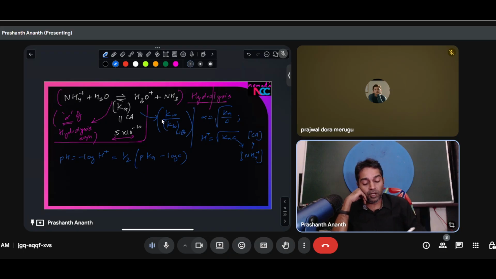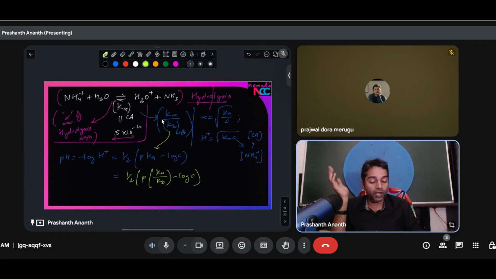Okay, so pK. Ka here is Kw by Kb. So let's substitute this directly. This works out as half into p of Kw by Kb minus log C. This is of course a logarithmic function, so log of A by B is log A minus log B. So this automatically works out as half into pKw minus pKb minus log C.